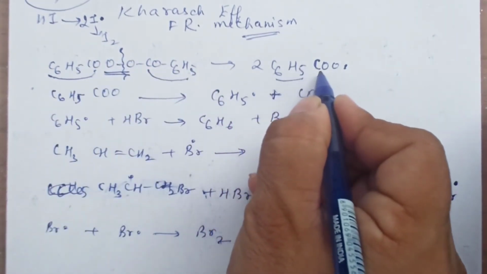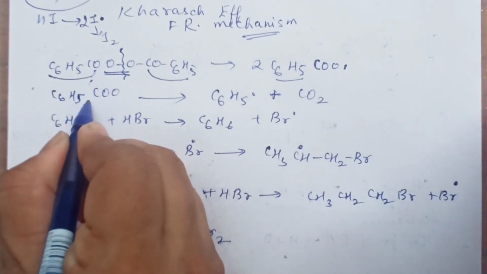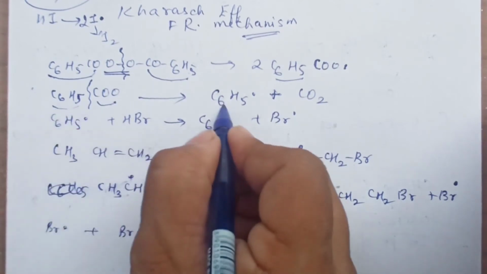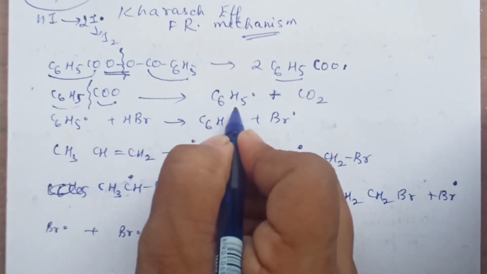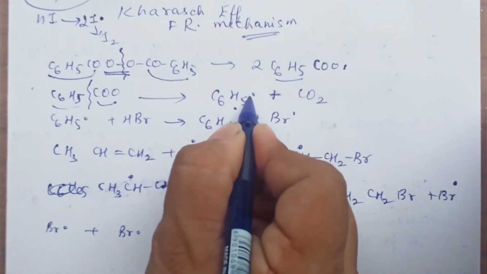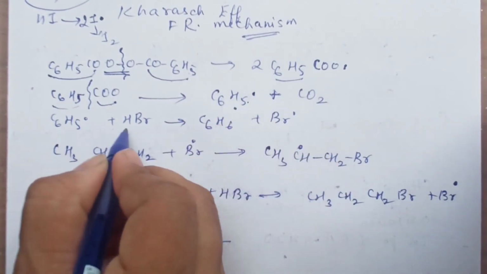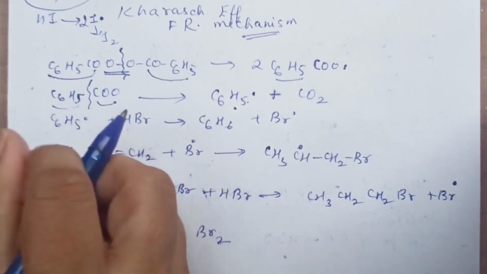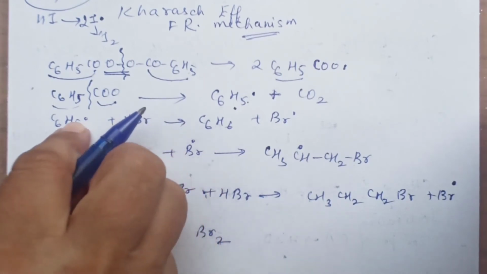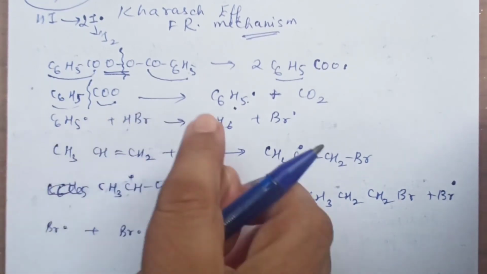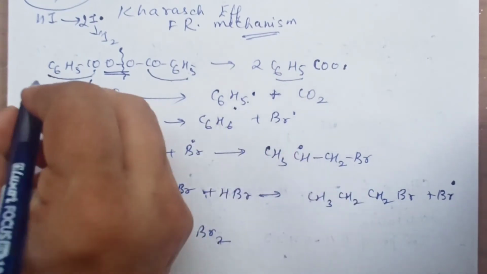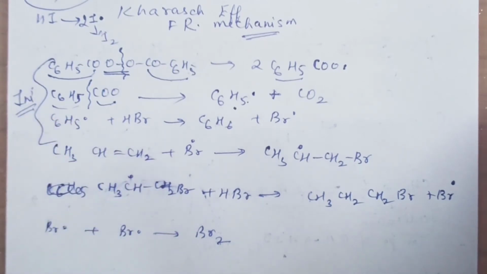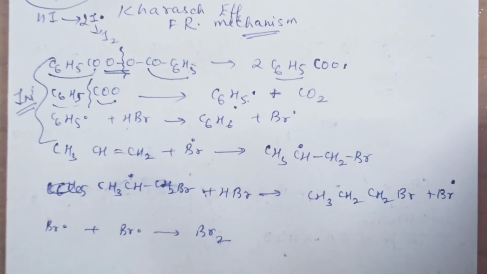Now the C6H5COO group further breaks from here and it results in the formation of carbon dioxide and the phenyl free radical. This phenyl free radical C6H5 dot then reacts with HBr, with which we were carrying out the addition reaction. Whatever is a free radical is more reactive. It pulls H from here. When it pulls H from here, this becomes benzene and a bromine free radical. This is the chain initiation step.